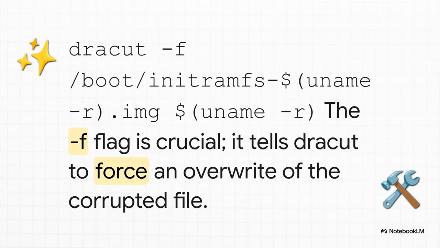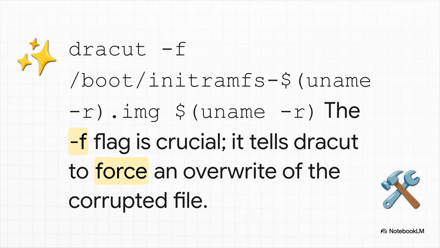And this, my friends, is the magic command, dracut. This tool's whole purpose in life is to build that initramfs image. That $(uname -r) bit is just a neat shell trick to automatically put in your kernel version number. But the most important part here is that little -f. It means force.